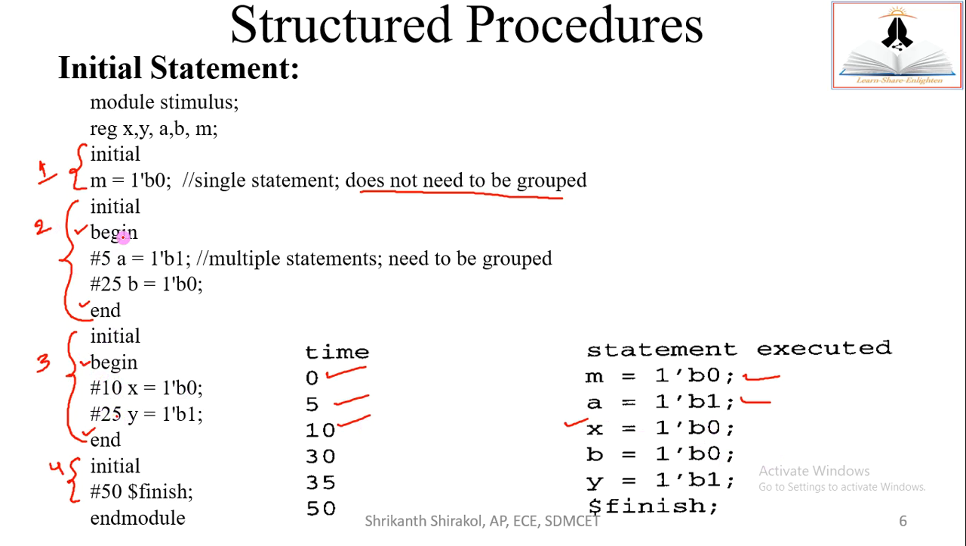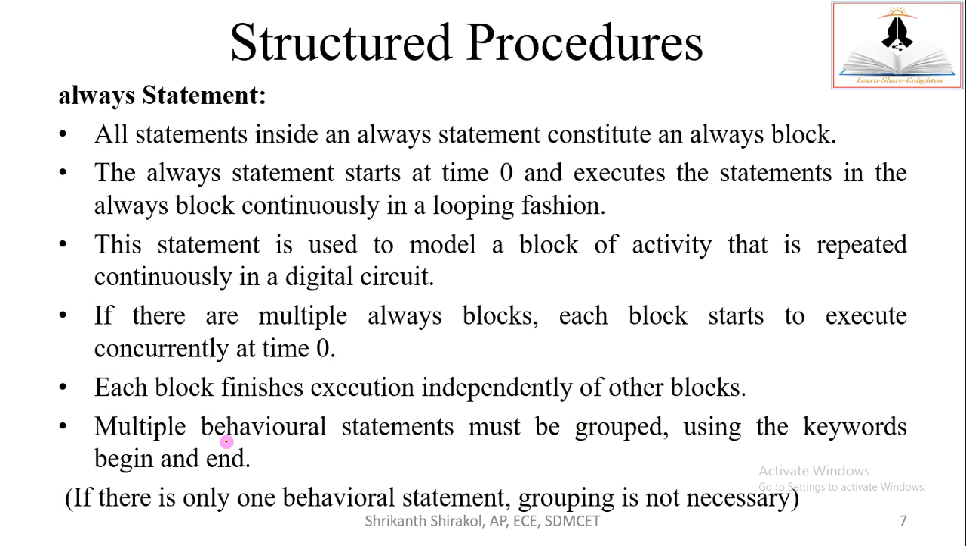X is getting 0. Now after that, it will check. After 25, it takes more time. After 25 here, 5 plus 25 is 30. So at 30, B is getting 0. Now again, it will check. So there's 25, 25 after 10. 10 plus 25 is 35. At 35, Y is getting 1. And at 50, it is stopping. Okay, so this is the initial statement.